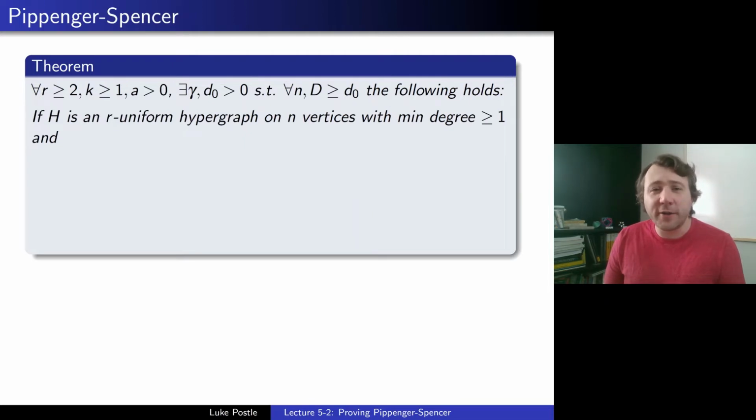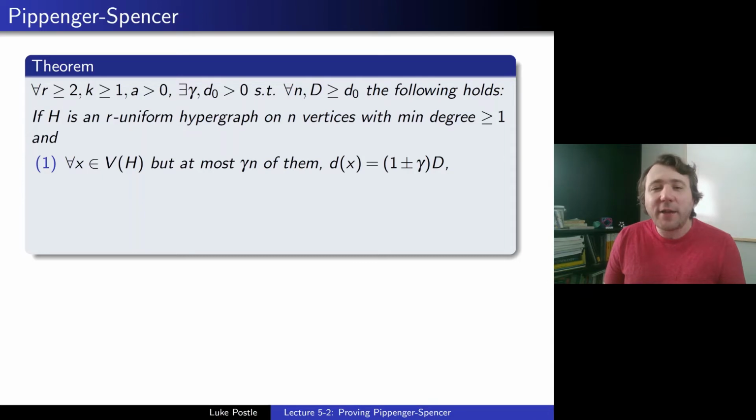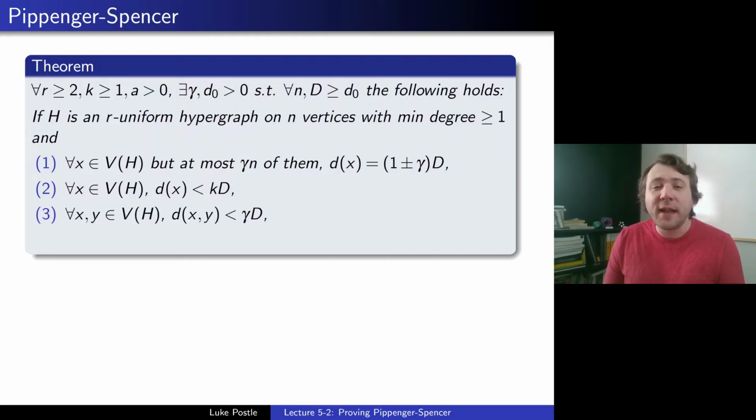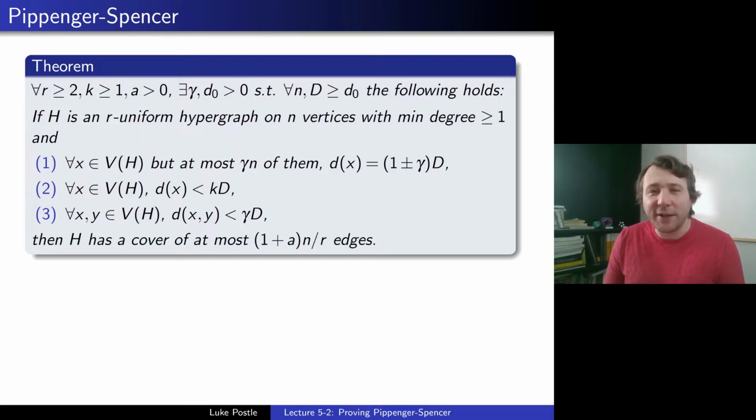If H is an r-uniform hypergraph on n vertices with minimum degree at least 1, and every vertex has degree roughly d, and every vertex has degree at most kd, so again the first condition only holds for all but at most gamma n of them, so you're allowed some to not be quite d, but the second condition says the maximum degree is bounded, and we know that the co-degrees are sufficiently small, then H has a cover of at most 1 plus a, n over r edges.